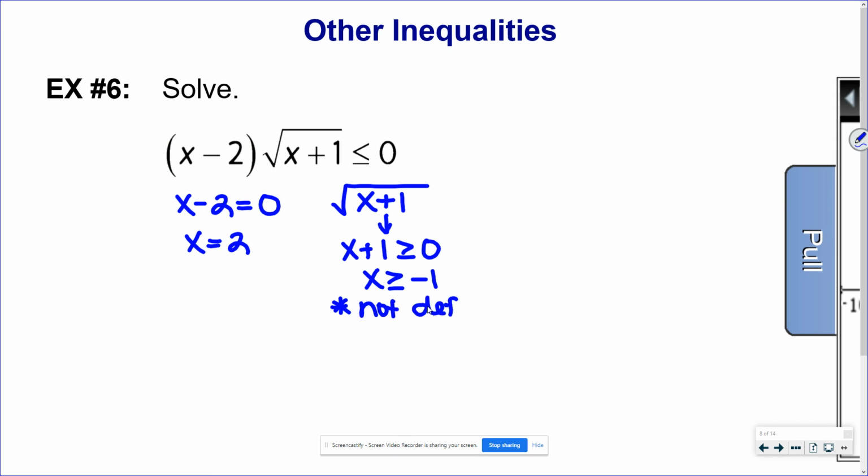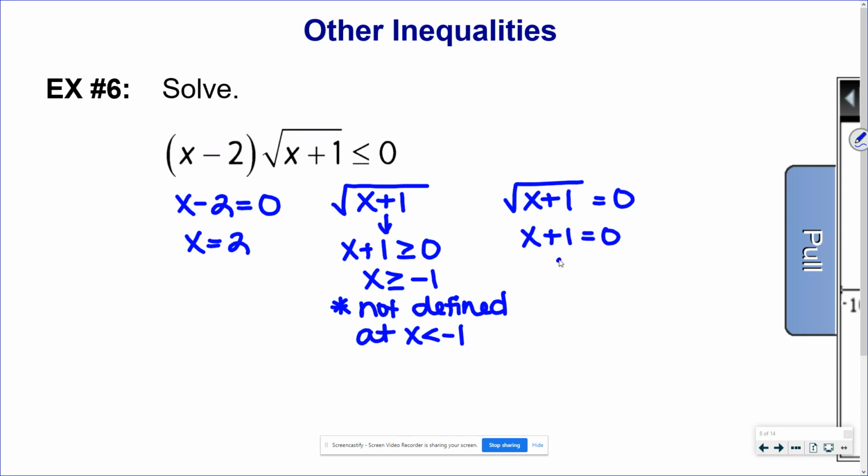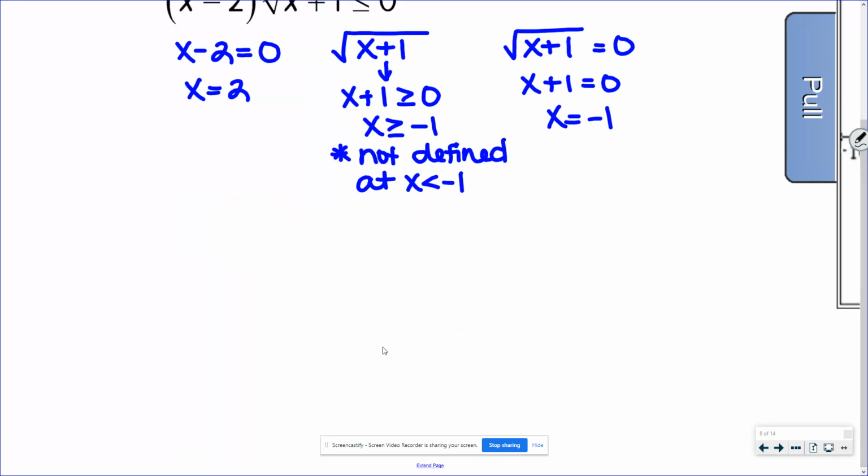That also means that your function cannot exist if x is smaller than -1. You can also set the square root equal to 0 and solve that. You would have to square both sides at the beginning, which would still just give you 0, and then subtract 1, and you're off to a good start. Now, we're going to do a sign chart just like we have been doing. And it's going to have -1 and +2.